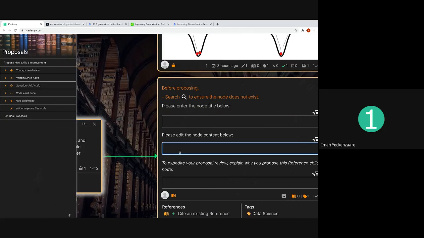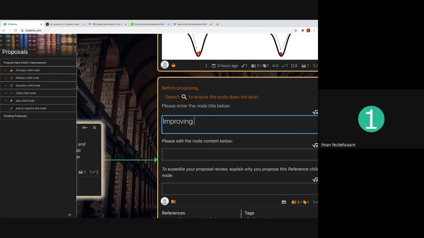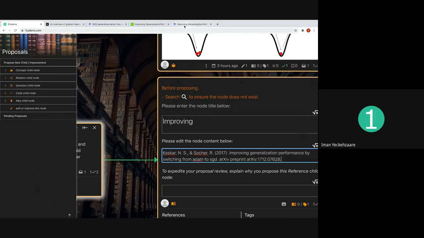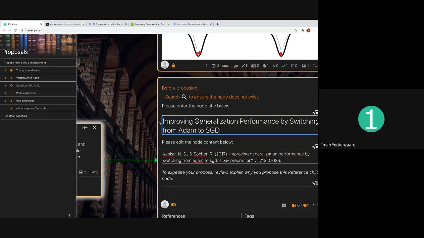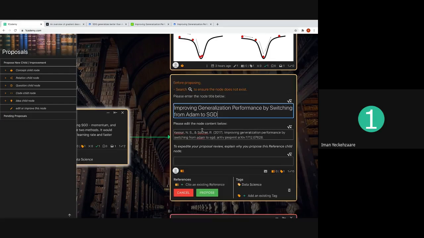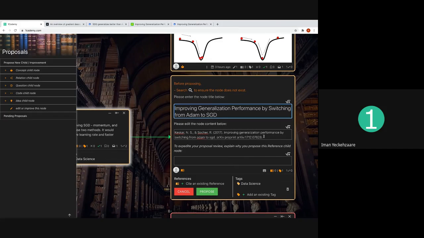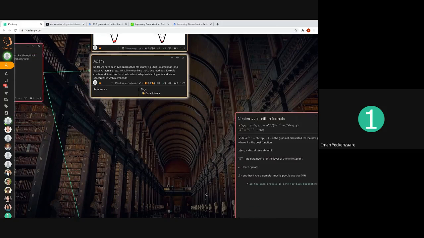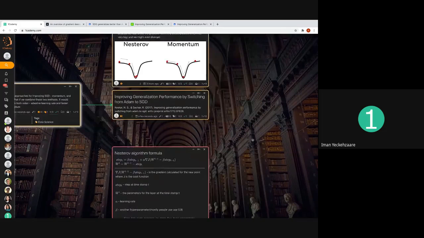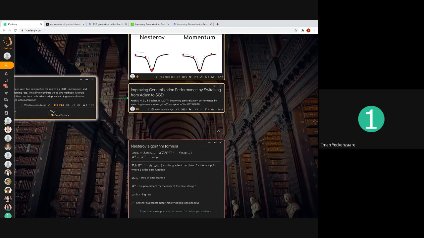And on the title, please add the title of the paper. Title of the paper, right? Yeah. You can just copy it from the PDF file or Google Scholar. Great. Now, propose it, please. And you can add more tags if you like. So right now, your default tag is data science. If you like, you can add more tags to make it more specific. But for now, that's fine.